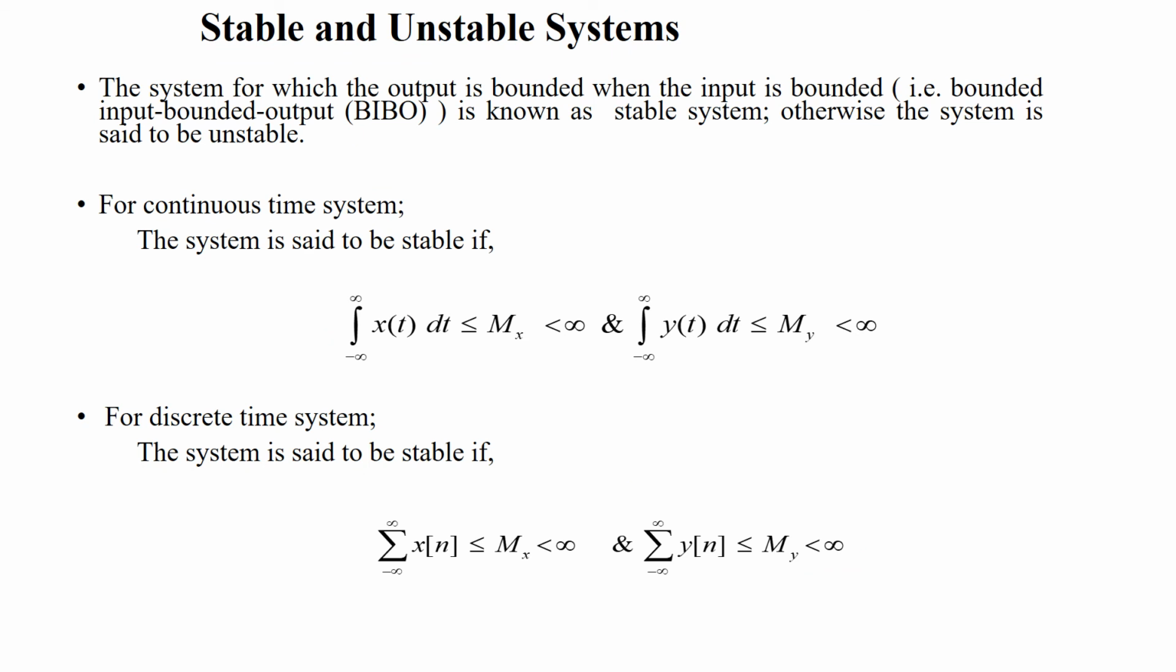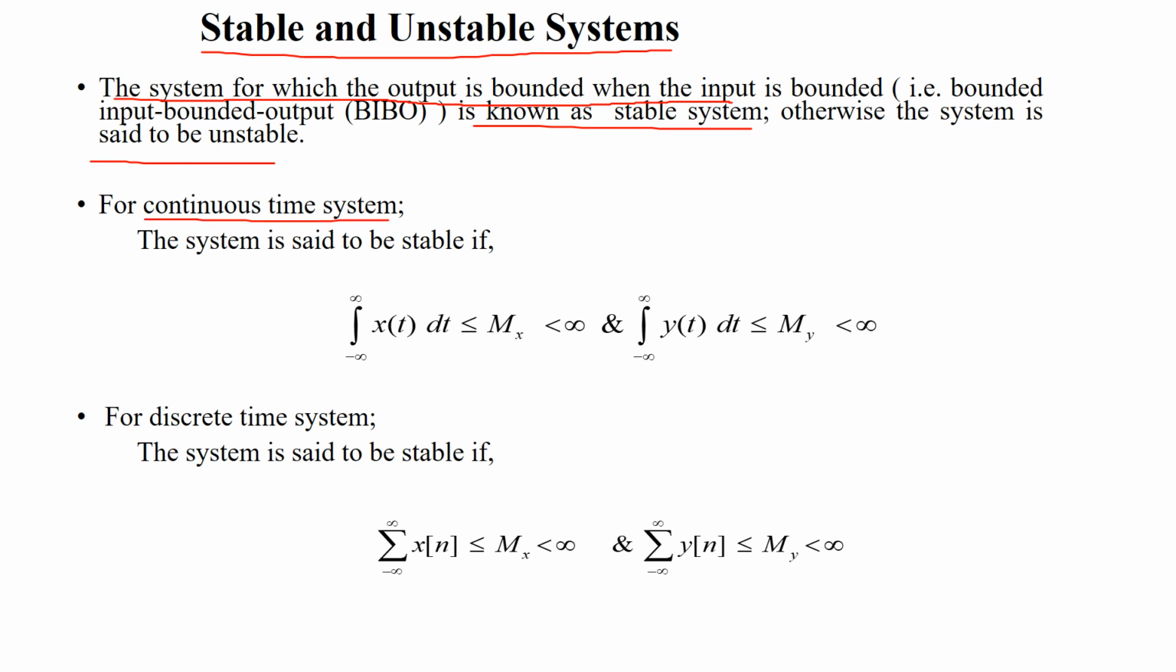And the last category is stable and unstable system. The system for which the output is bounded when the input is bounded, that is bounded input bounded output, BIBO, is known as a stable system. Otherwise, the system is said to be unstable.